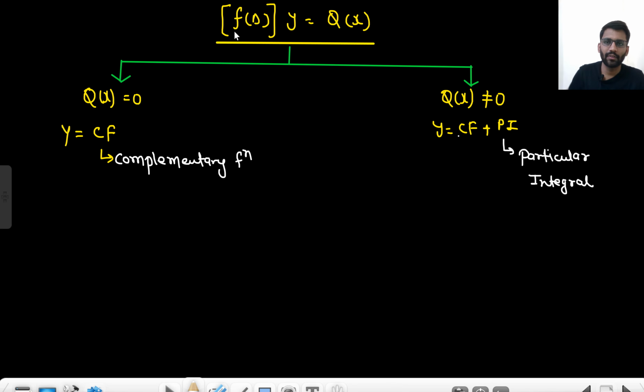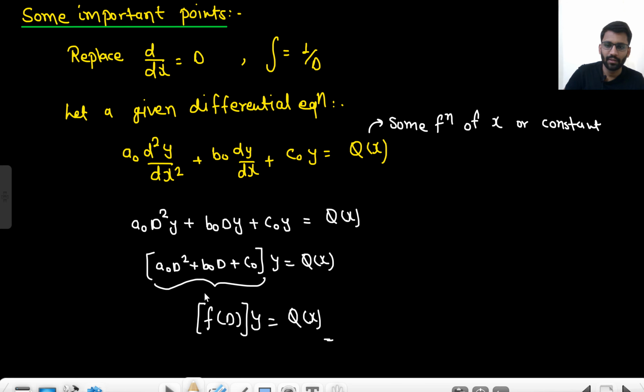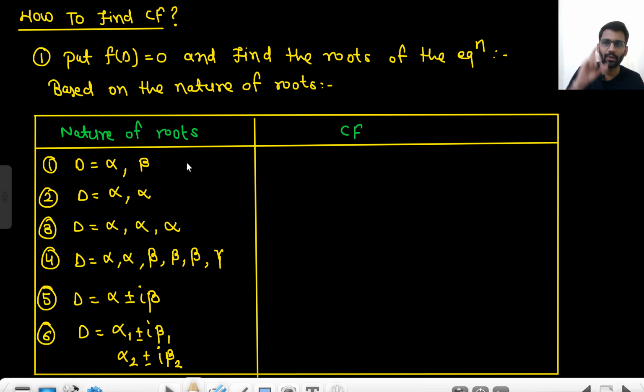Okay. So this is our equation, right? This F(D) we will take out as a naught D square plus b naught D plus c naught. This F(D) we will take and put equal to 0. So put F(D) equal to 0 and find the roots of the equation. F(D) is equal to a naught D square plus b naught D plus c naught. We will put that equal to 0 and find the roots of D.